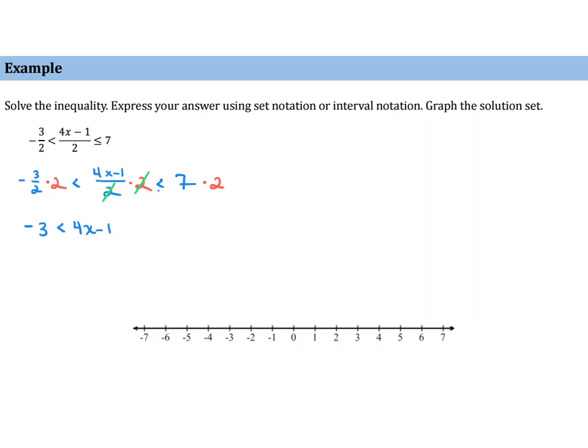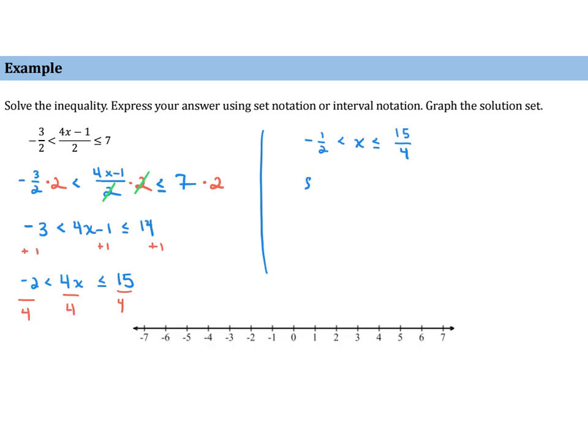Oh, I made a mistake. This should be less than or equal to 7. So this should be less than or equal to 14. Now, let's add 1. And this gives us negative 2 is less than 4x is less than or equal to 15. Now we're going to divide everything by 4. And dividing by 4 is okay. We're not dividing by a negative, so we do not have to switch the direction of the inequality. So we have negative 2 divided by 4 is negative 1/2. Then we have is less than x is less than or equal to 15/4.